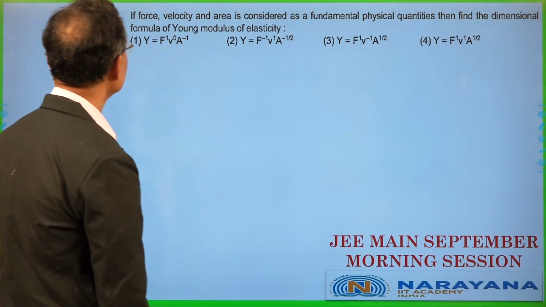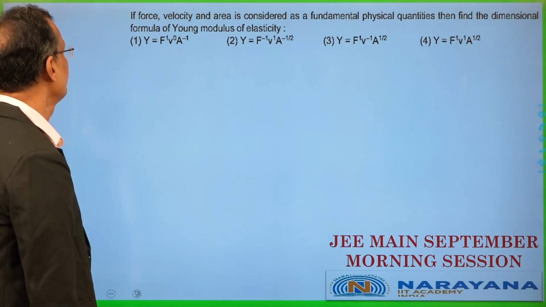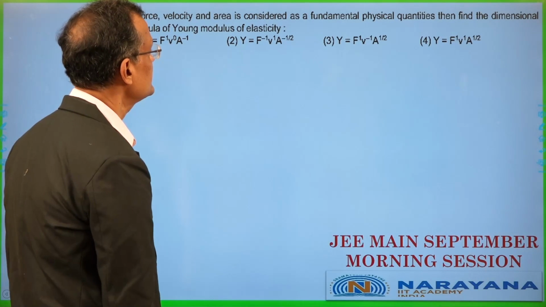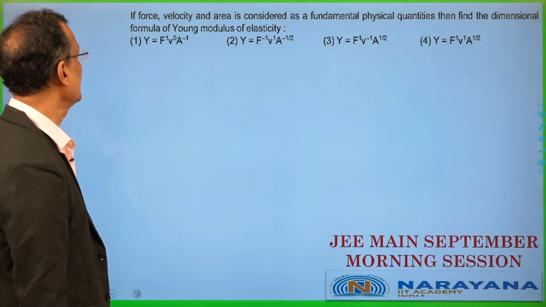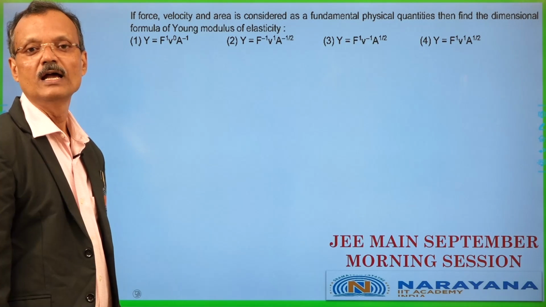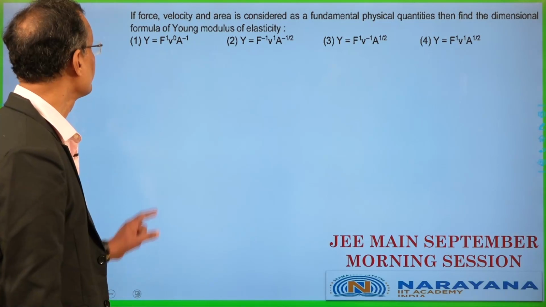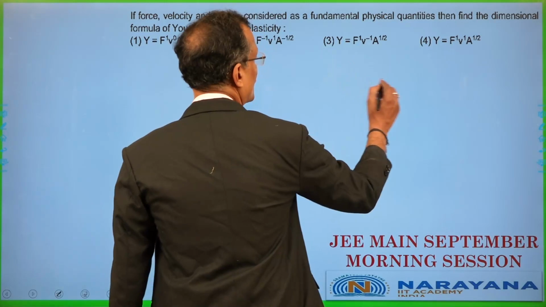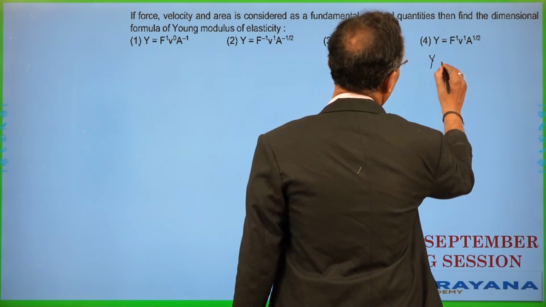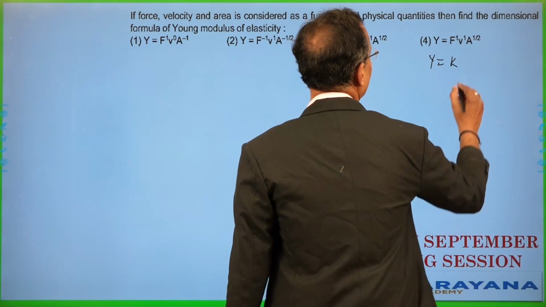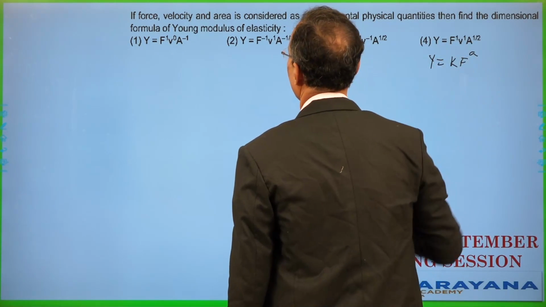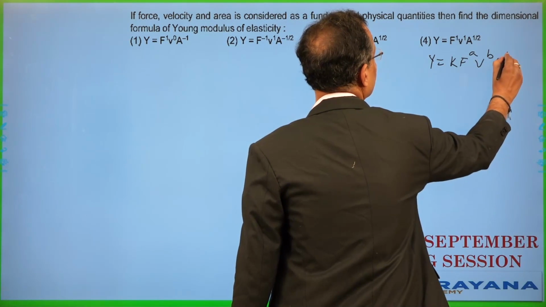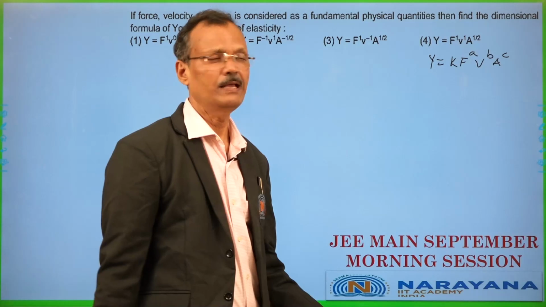Okay, dimensional analysis, the application, a very nice problem. They have given you force, velocity and area, each considered as fundamental physical quantity. Find dimensional formula for Young's modulus of elasticity. You must know all these quantities. Young's modulus, they are telling you, take a constant. It is depending upon force power A, velocity power B, area power C. Get the value of A, B and C.